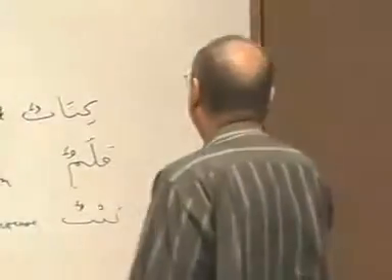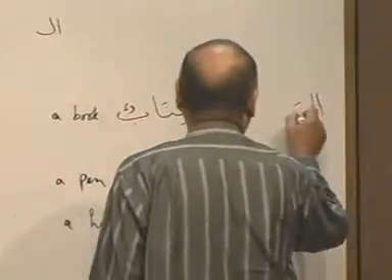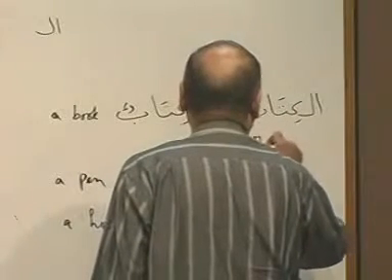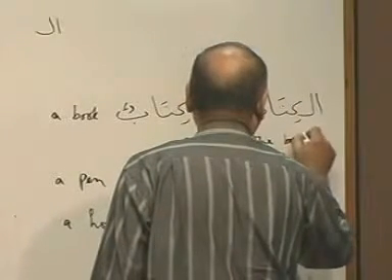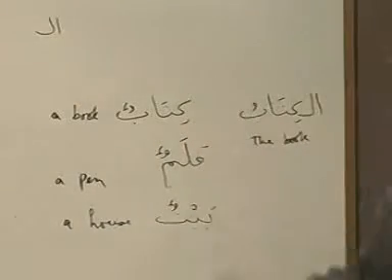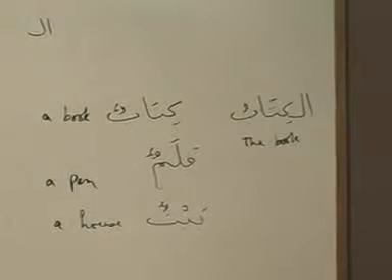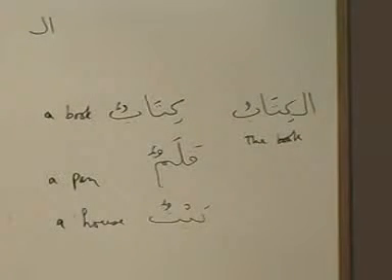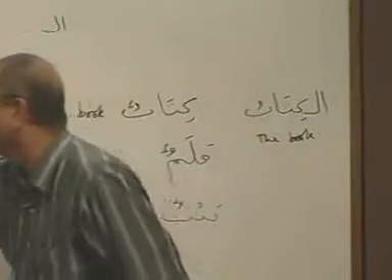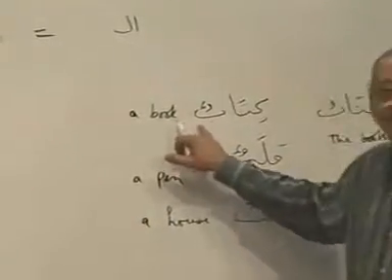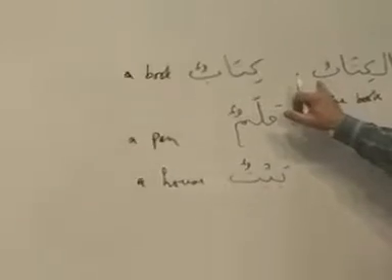Al-kitabu. I cannot have tanween. Al-kitabu. The book. Okay, brothers and sisters? Now you see, as soon as I put "al," like magic, one vowel sign got dropped. Instead of "bun," it became "bu."